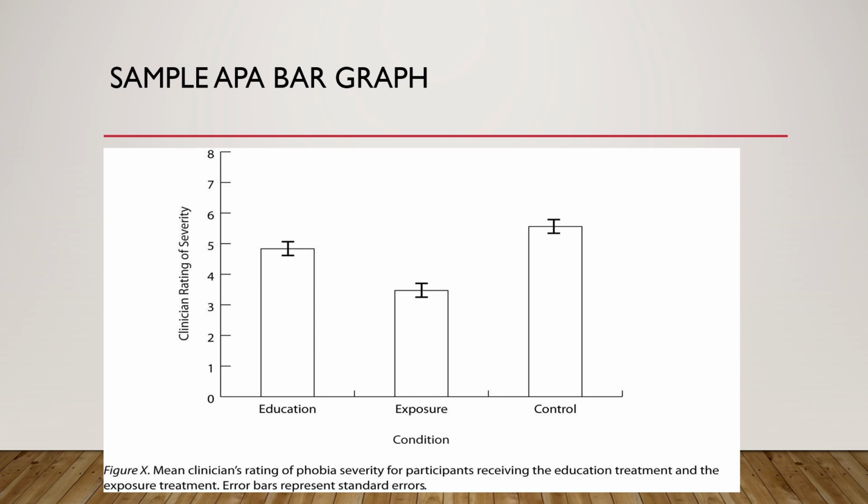But you could also glance down at the figure label at the bottom, which tells you a quick interpretation of the visualization. So this is the mean clinician's ratings of phobia severity for participants receiving the education treatment and the exposure treatment. And then it tells you what those little bars are. Those are your error bars that represent the standard errors. You do not have to include standard errors in your visualization. This is just something that this researcher chose to do, but you can kind of see the general look and feel of a bar graph through this visualization.